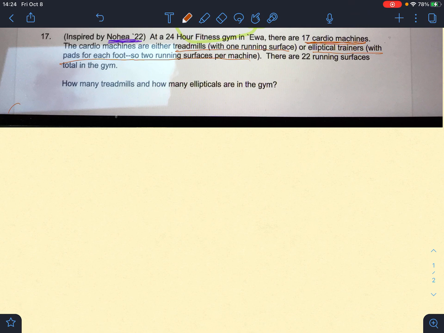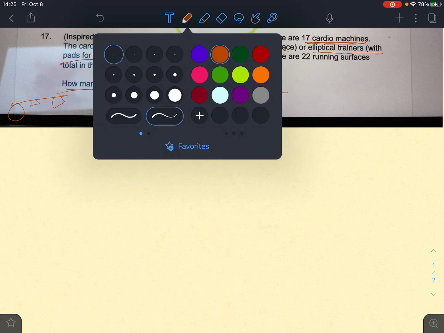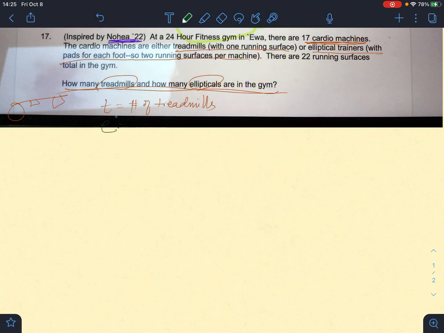We're always going to start a word problem with a key. The question often tells us what the unknowns are. They wouldn't be asking us an obvious question, so what they're asking us are the unknowns. Let's call it T. They want us to find how many treadmills and how many ellipticals there are. So T must be unknown. It's not the brand of the treadmills, not the weight or size. It's the number of treadmills. E will be the number of ellipticals.